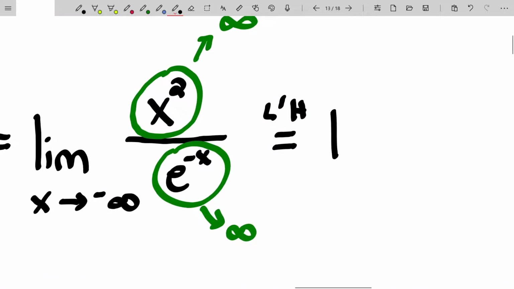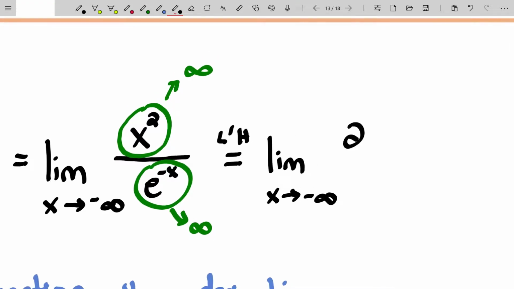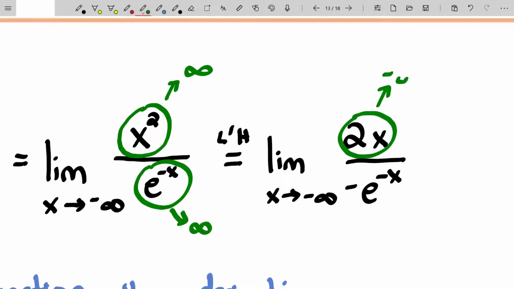and that'll leave us with the limit as x is approaching negative infinity. The derivative of the numerator is 2x. The derivative of the denominator is a negative e to the negative x. And if you allow x to go to negative infinity, that numerator will approach, well, negative infinity.